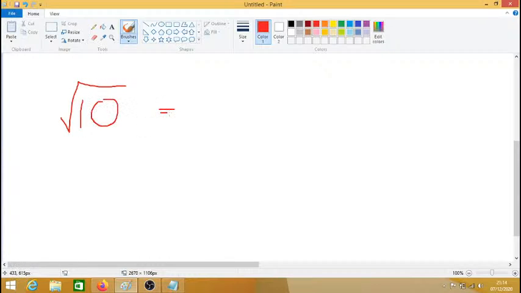Well, I know that 2 times 5 is 10, so I can write that as the square root of 2 times 5. And then I can split each bit. So I've got the square root of 2 times the square root of 5.